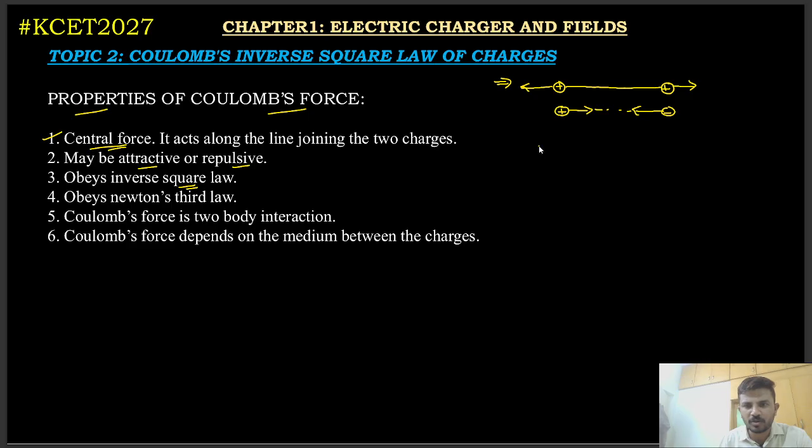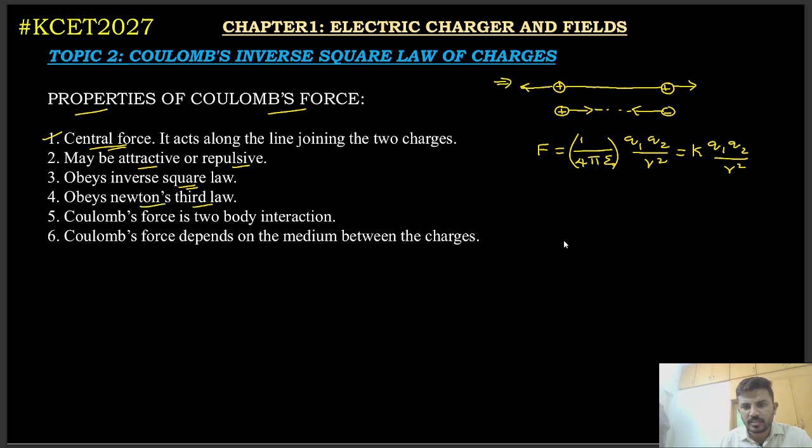Just now we have written the formula for force, that is 1 over 4 pi epsilon naught q1 q2 divided by r square. Sometimes we write 1 by 4 pi epsilon naught as k also, k q1 q2 by r square. Okay. Then we have, it obeys Newton's third law.